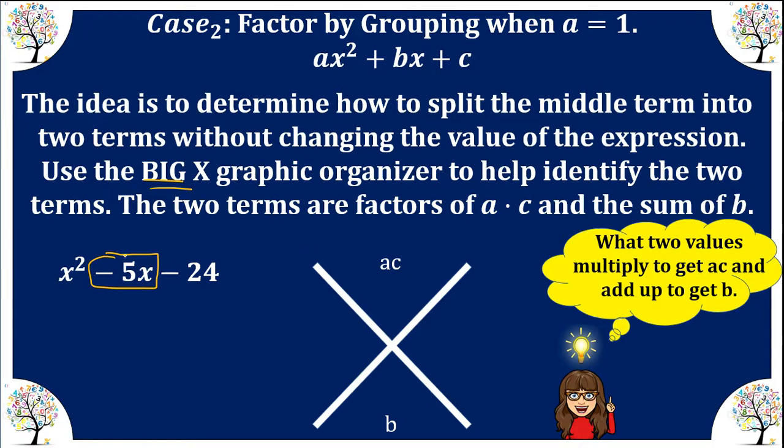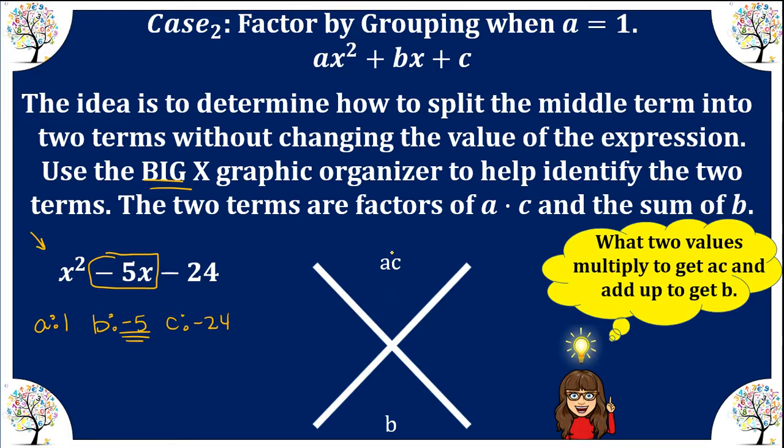So go ahead and write our first example, create a big X, and then let's recall what our A, B, and C value is of this example. The A value is 1, the B value is negative 5, the C value is negative 24. So again, we're trying to find out what 2 numbers we're going to use that still gives us negative 5 by using the graphic organizer.